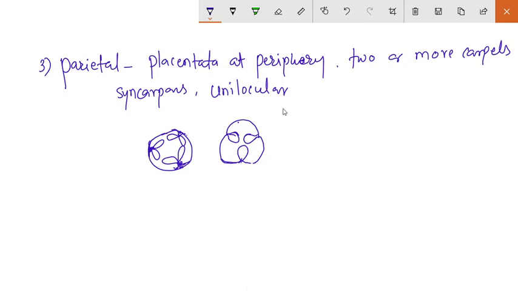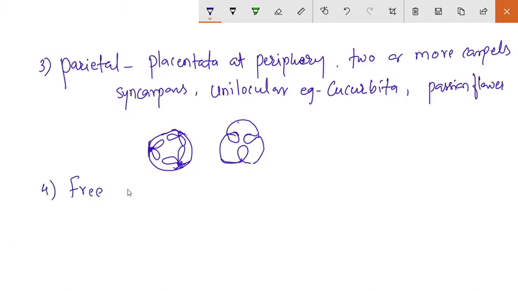आता याचं एक्झाम्पल जर बघितलं तर कुकुरबिटा. कुकुरबिटा किंवा कुकुरमीस आपण म्हणू, म्हणजे काकडी. किंवा या ठिकाणी द नेक्स्ट एक्झाम्पल इज द पॅशन फ्लावर, कृष्णकमळ. ओके. पॅशन फ्लावर त्याच्यामध्ये या ठिकाणी आपल्याला असं parietal प्लासेंटेशन दिसते. देन द थर्ड, फोर्थ, दॅट इज द फ्री central placentation.